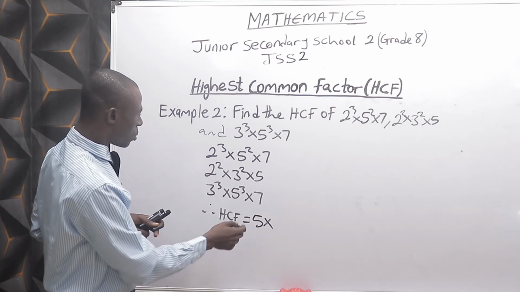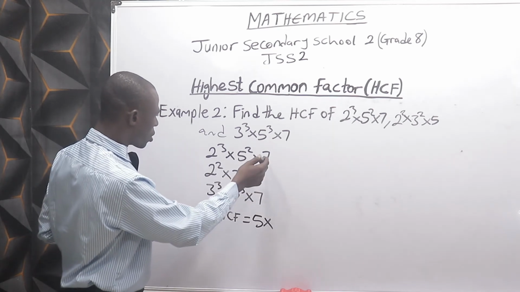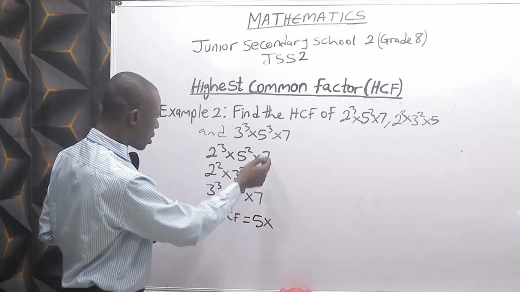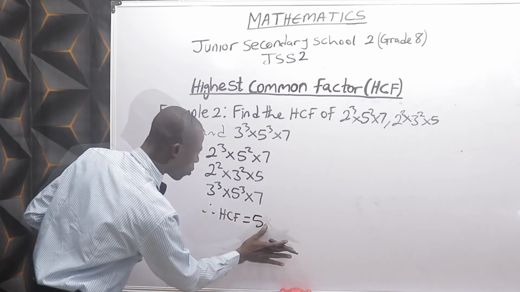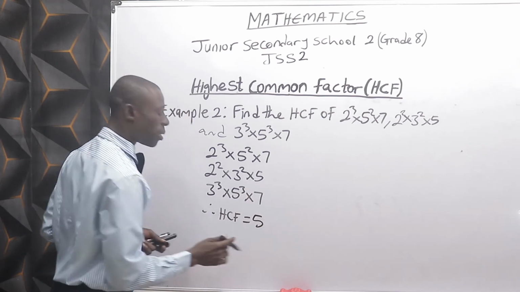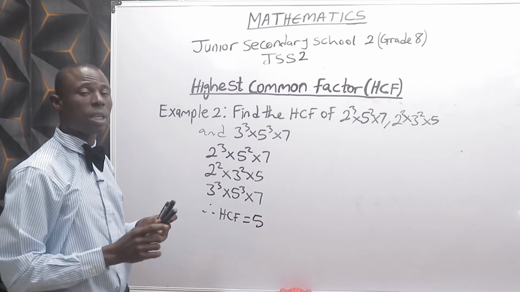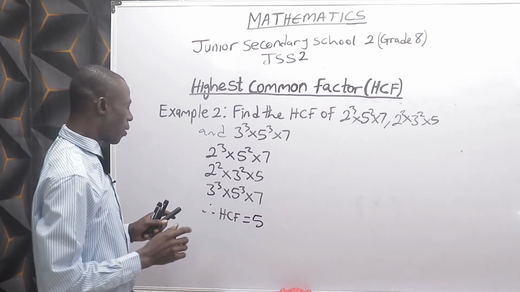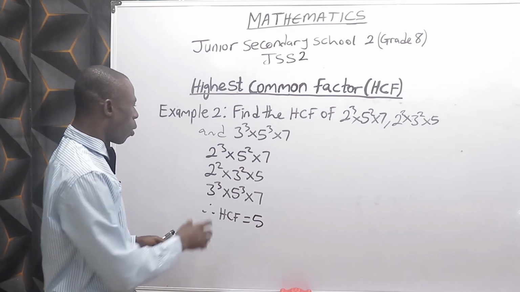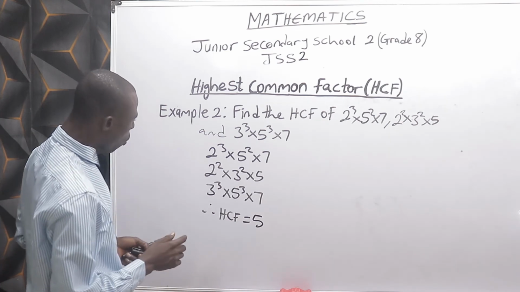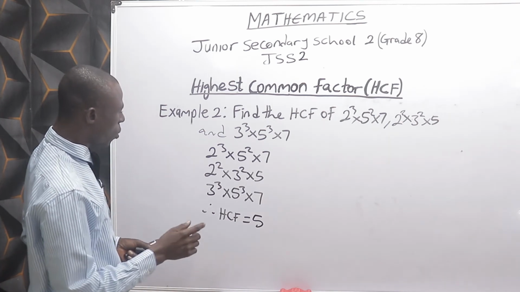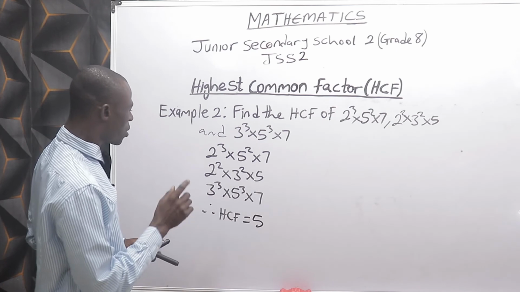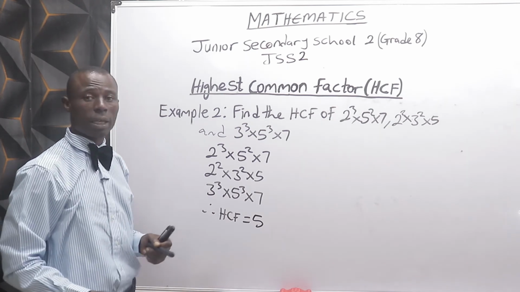What else is common? Nothing, because 7 is not common. 7 is not in the middle. I remove the multiplication sign. That means 5 is the only answer. 5 is the HCF of this, because it's the only common factor in its lowest power that we have there.